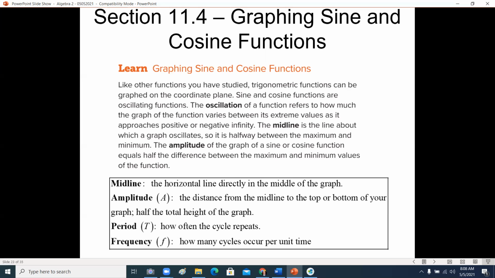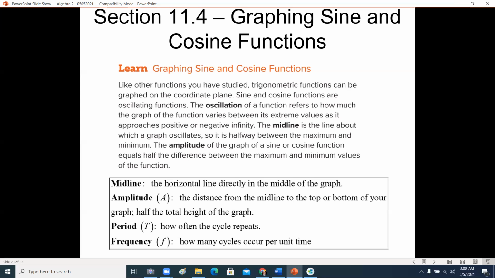Amplitude is about how high it goes. They're all going to be wavy things, as you might see on your handout. They go up and down, up and down, up and down forever. Why? Well, we'll talk about that really quickly. And how high they actually go is what's called your amplitude.